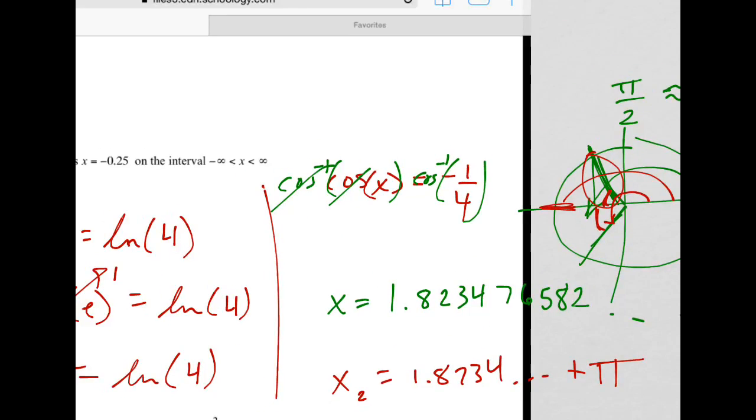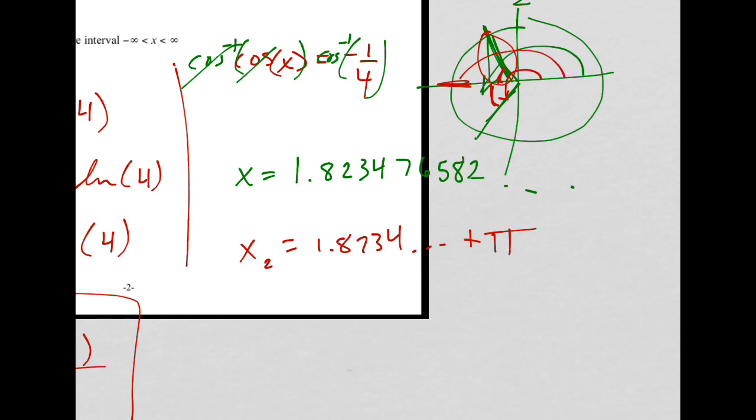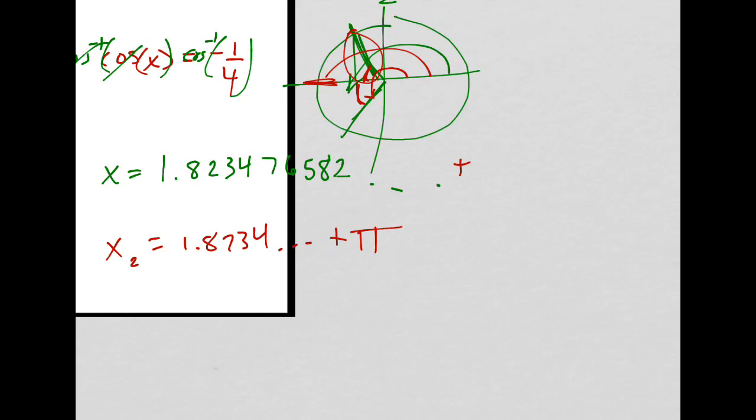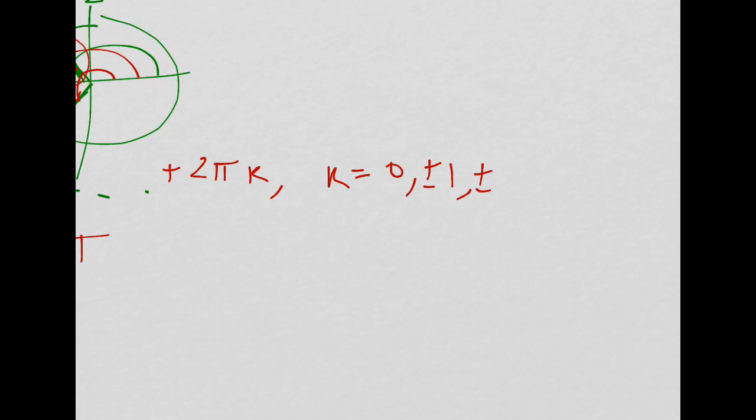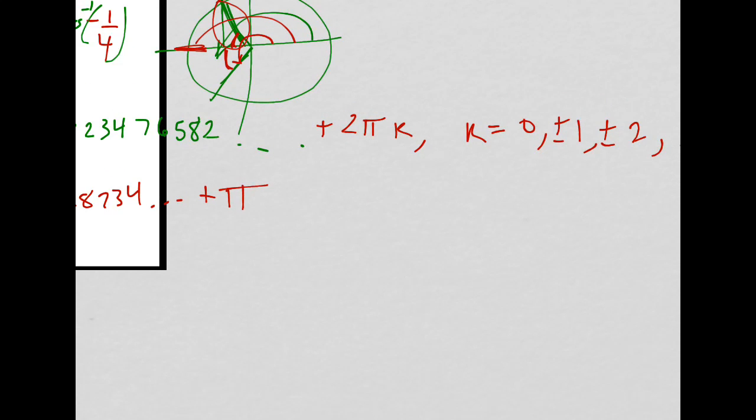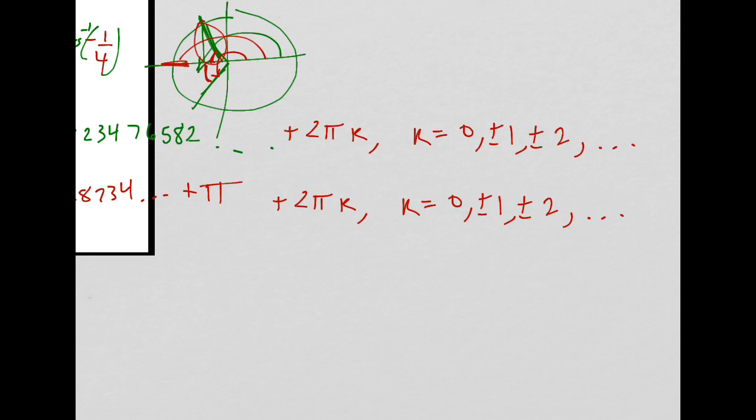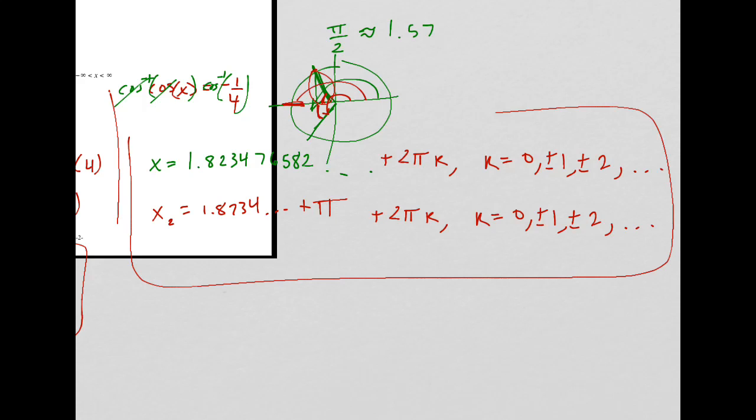But then it says to solve it on that interval. So that's where you just, for each of these, add plus 2 pi k, where k equals 0, plus or minus 1, plus or minus 2, any positive or negative integer, and so forth. Same with this. You just add all that stuff. So those are the answers. That's it. We're done.